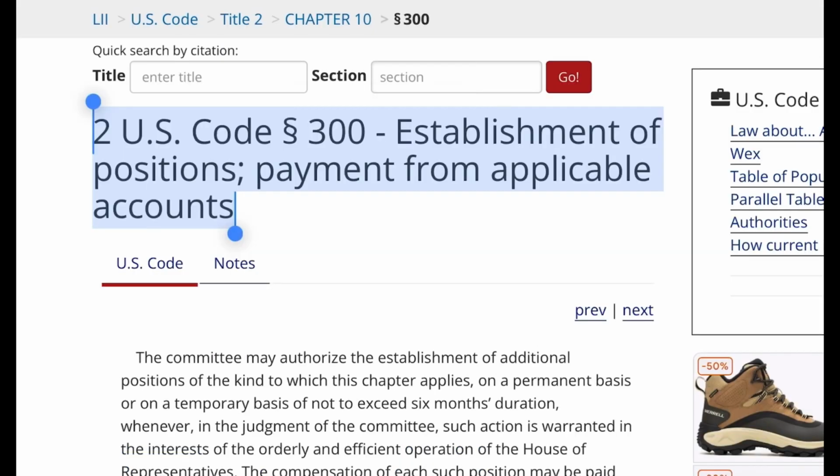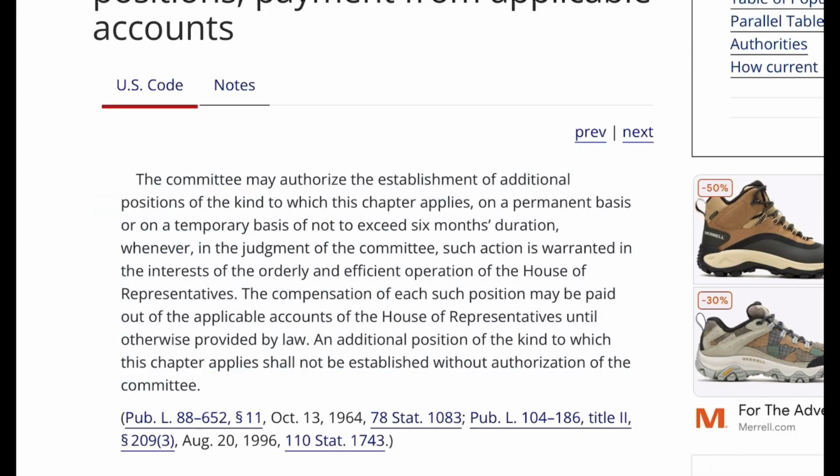2 U.S. Code Paragraph 300, Establishment of positions, payment from applicable accounts. The committee may authorize the establishment of additional positions of the kind to which this chapter applies, on a permanent basis or on a temporary basis of not to exceed 6 months' duration, whenever, in the judgment of the committee, such action is warranted in the interests of the orderly and efficient operation of the House of Representatives. The compensation of each such position may be paid out of the applicable accounts of the House of Representatives until otherwise provided by law. An additional position of the kind to which this chapter applies shall not be established without authorization of the committee.